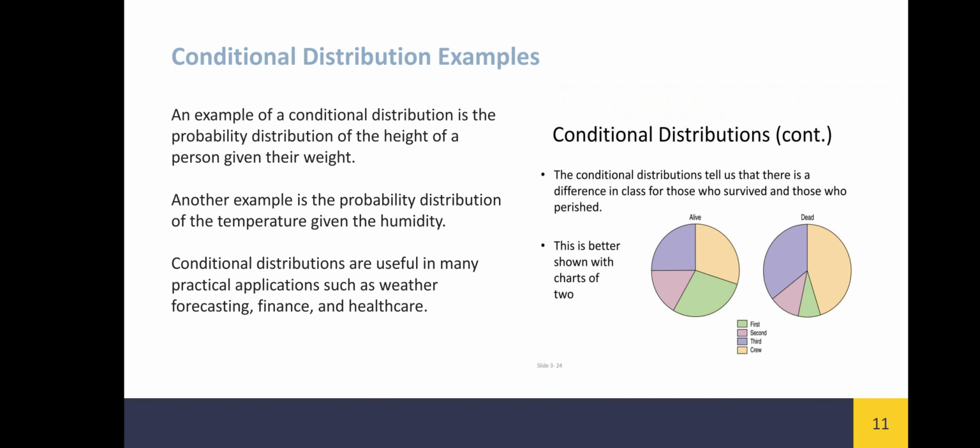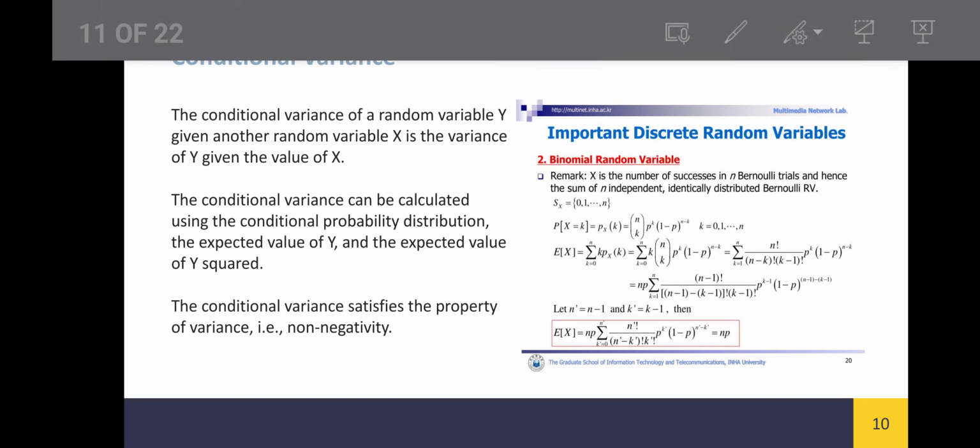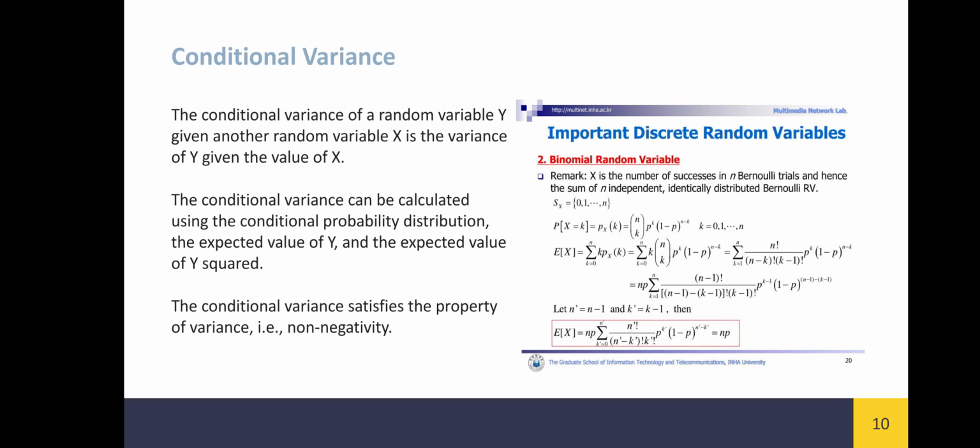Conditional variance. The conditional variance of random variable y given another random variable x is the variance of y given the value of x. The conditional variance can be calculated using the conditional probability distribution, the expected value of y and the expected value of y squared. The conditional variance satisfies the property of variance, that is non-negativity.